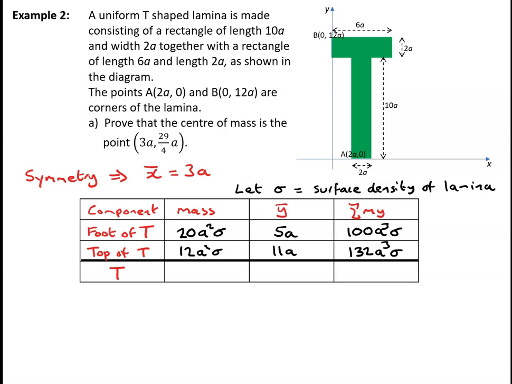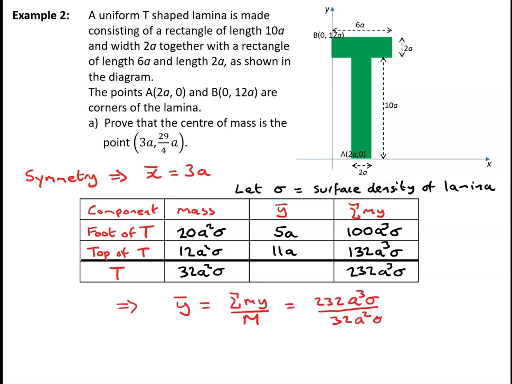So for the whole shape, we have a shape of mass 32a squared sigma, and the sum of the my's for the whole shape is 232a cubed sigma. So the y coordinate of the centre of mass is going to be the sum of the my's for the whole shape divided by the mass of the whole shape, which is 232a cubed sigma divided by 32a squared sigma, which cancels down to give me 29/4 times a, and therefore the centre of mass is the point (3a, 29/4 a).